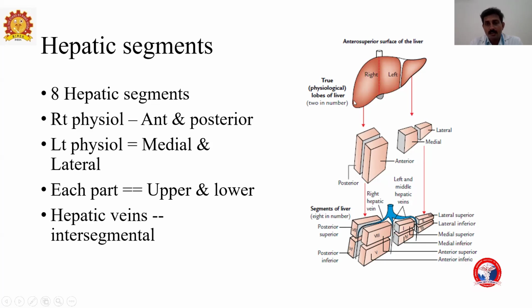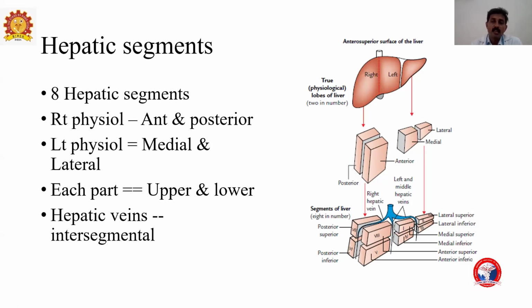So physiologically, we can divide the liver into right lobe and left lobe. So this is the right lobe. Now the right lobe, you divide in a coronal section into an anterior part and a posterior part. Now you are dividing this left lobe into a medial segment and a lateral segment. So right lobe we are dividing into anterior and posterior, left lobe we are dividing into medial part and a lateral part.